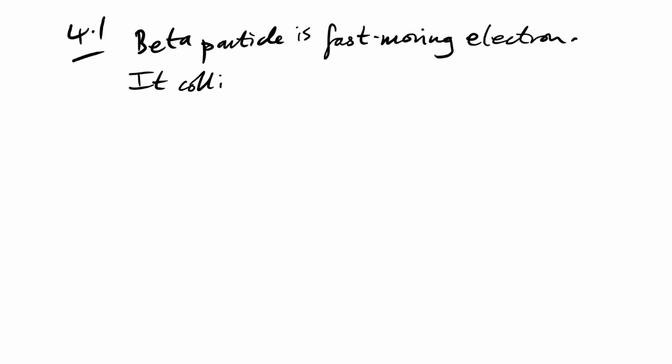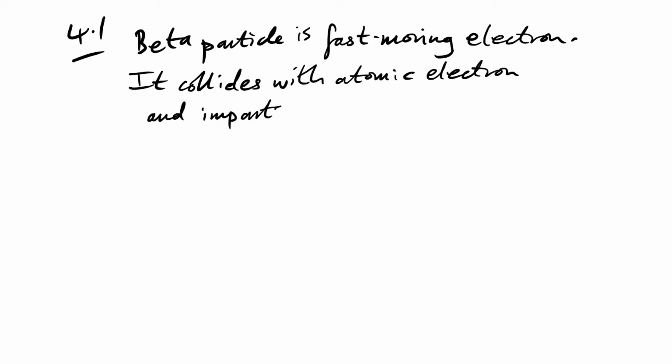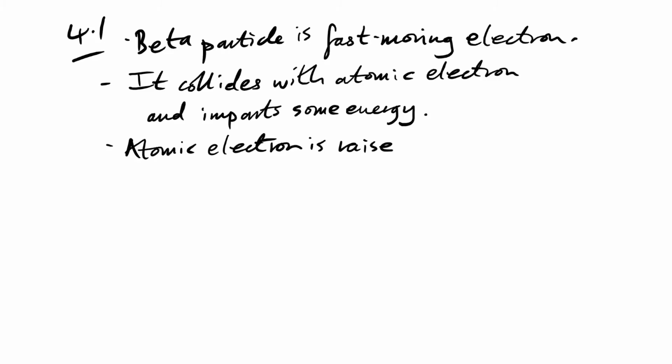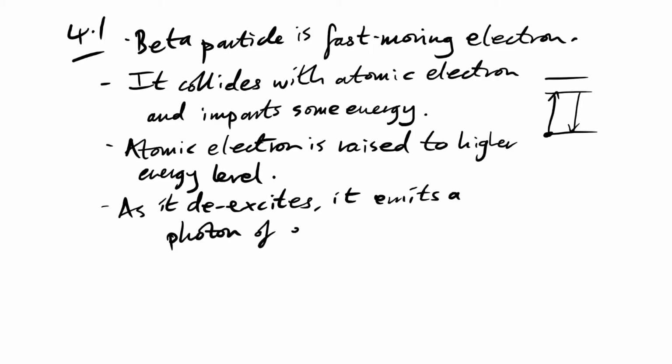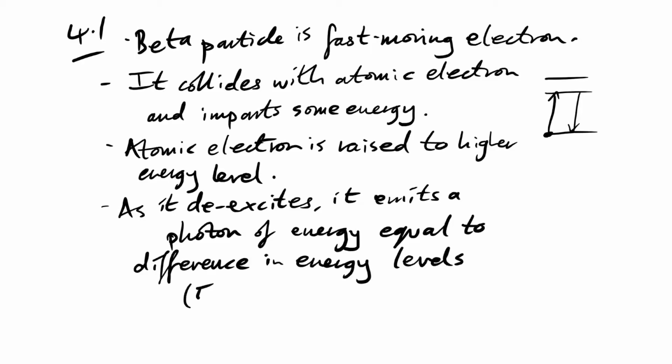Question 4, scintillation counters detecting beta particles. Explain how photons are produced by collisions between beta particles and atoms. So beta particle is fast moving electron. It collides with atomic electron and imparts some energy. It's a posh word, gives it some energy. Atomic electron is raised to a higher energy level. So like this, as it de-excites, it emits a photon of energy equal to difference in energy level. And then we always add in there E equals HF as well. There we go. Surprised that's 2 marks.